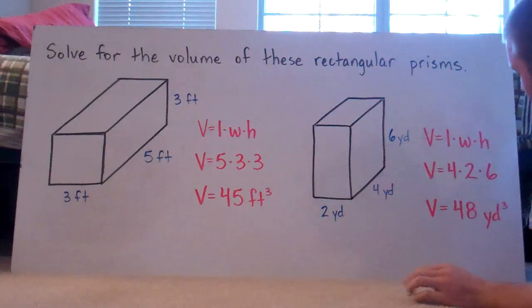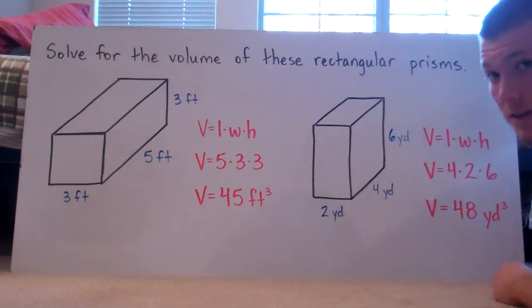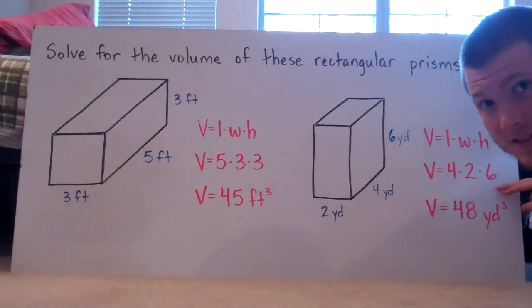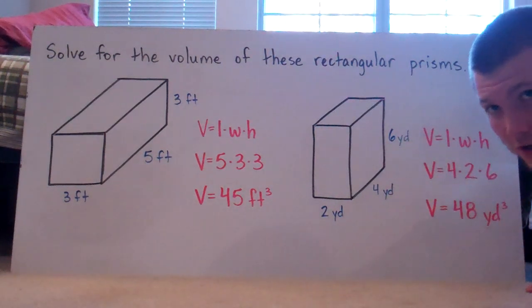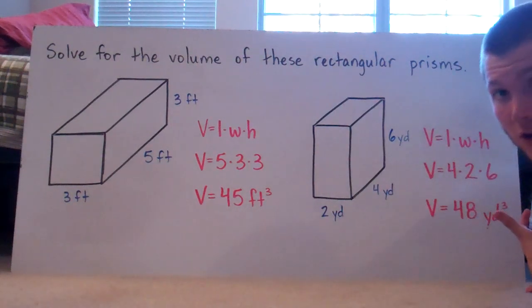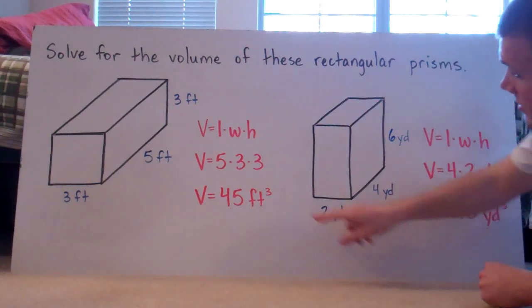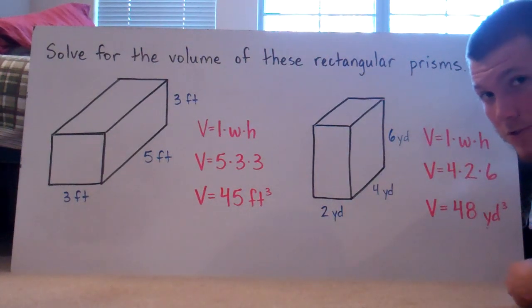So I've got my length, I've got my width, and I've got my height. Well, when I multiply 4 times 2 times 6, 4 times 2 is 8, and 8 times 6 is 48. So my volume is 48 cubic yards, or yards cubed. There we go. And again, look class, 3 dimensions. Next 2, I want you to solve on your own.